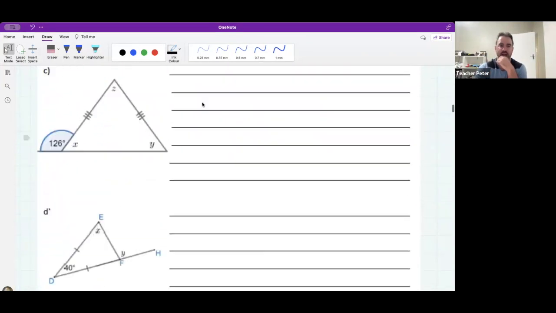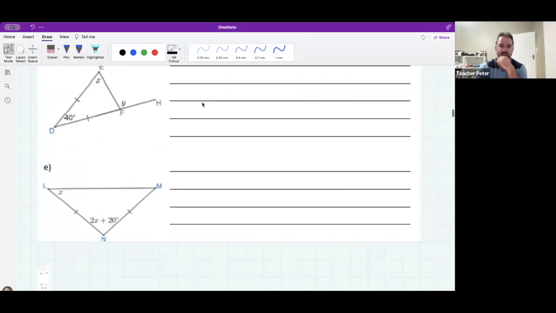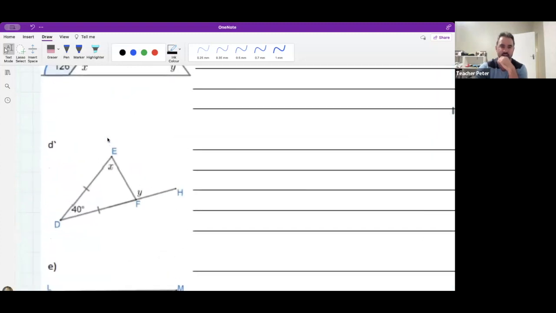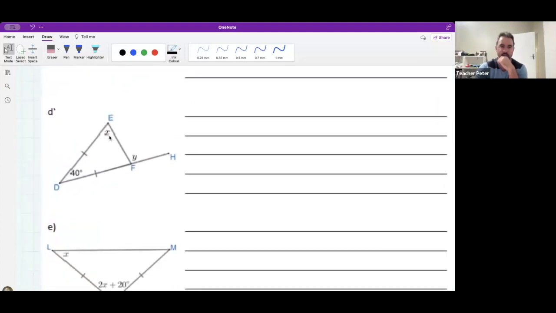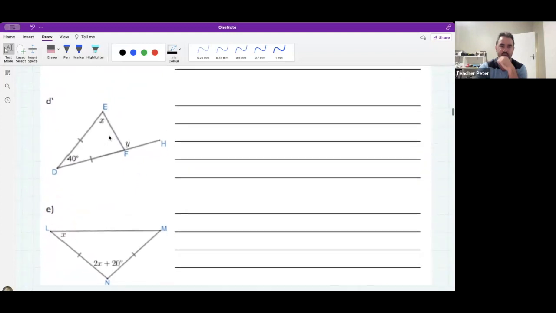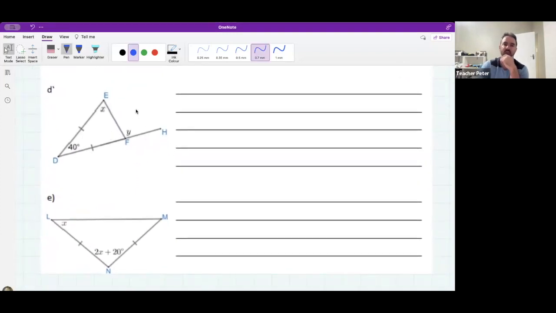Okay, well, let's try another one. Let's try these two. Can you solve for x and y in this first one? So we'll say x over here and y here. And can you solve for whatever x is in this one over here?